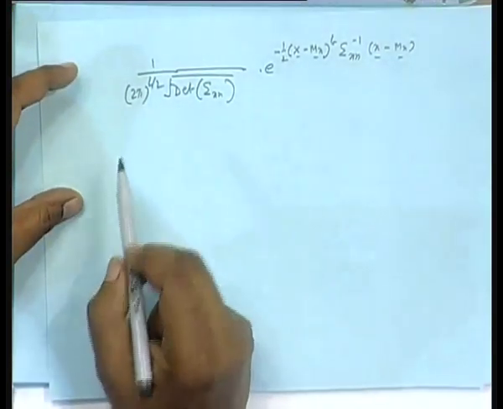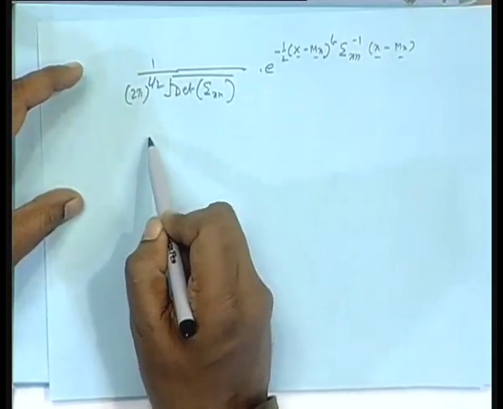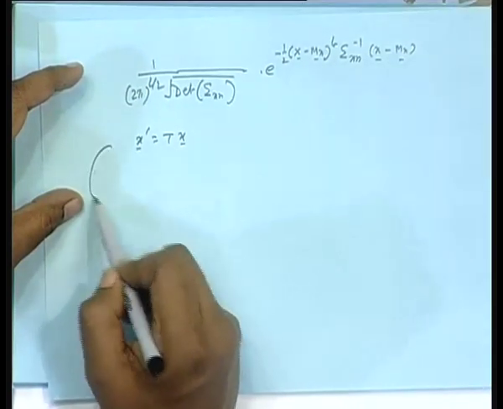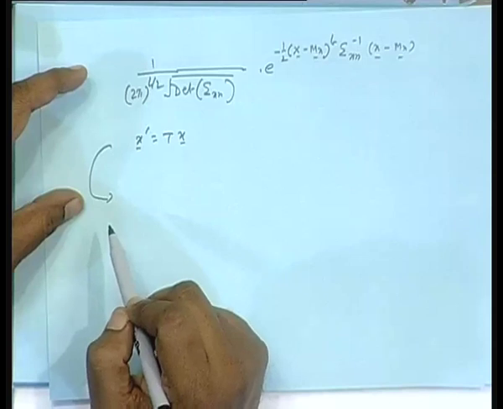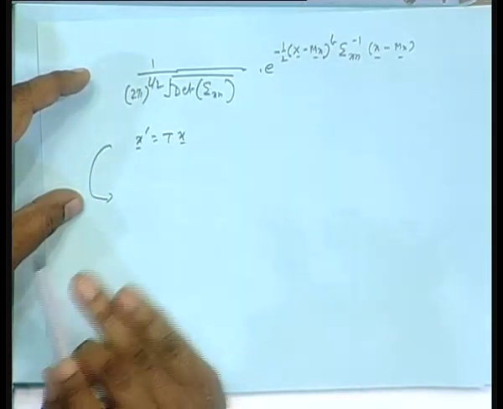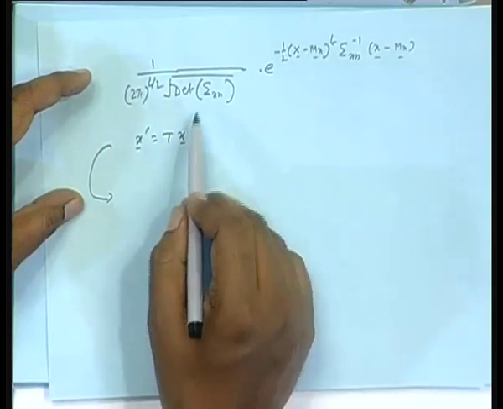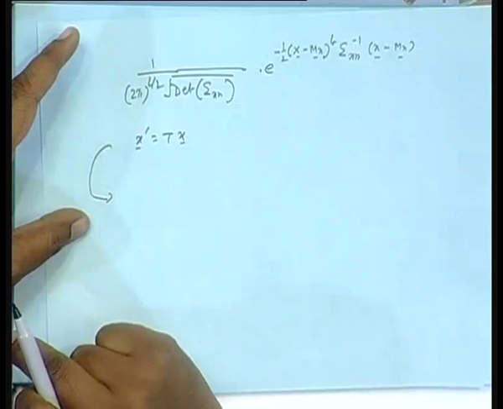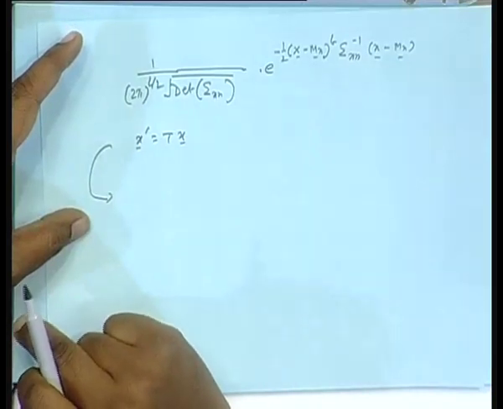Now, my claim is that if you have x prime as T x, then the x prime also will have a similar density function. Sigma x x prime there will be replaced by, can be obtained easily from sigma x by the previous formula, or same here.